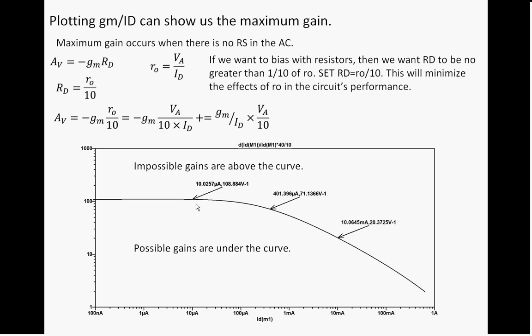But if I wanted 100 gain, it would work up to here, but moderate and strong inversion cannot give me a gain of minus 100.